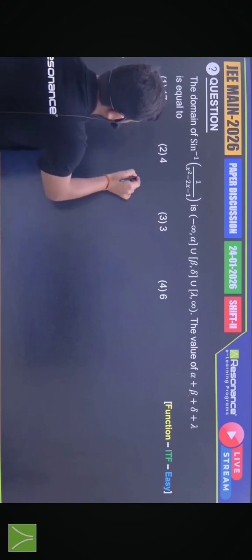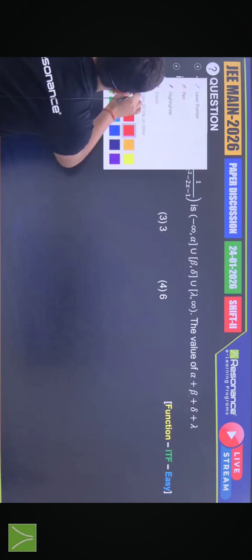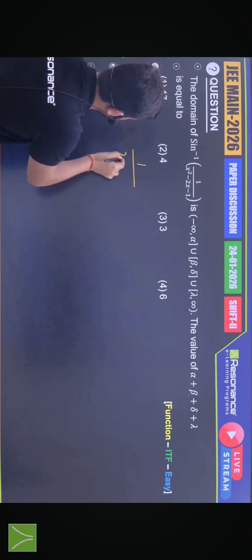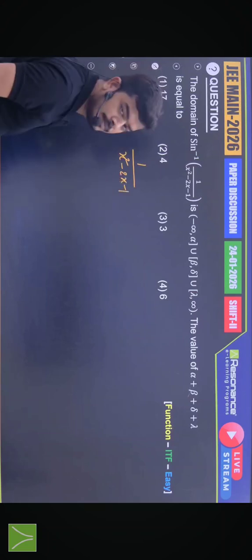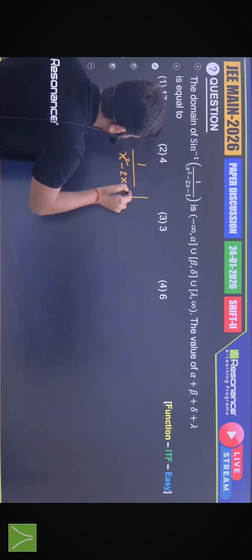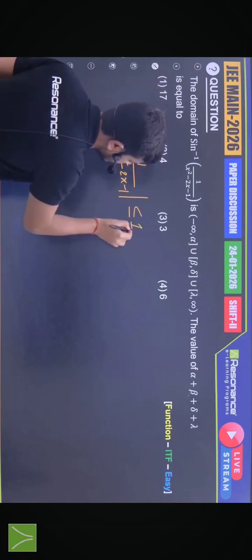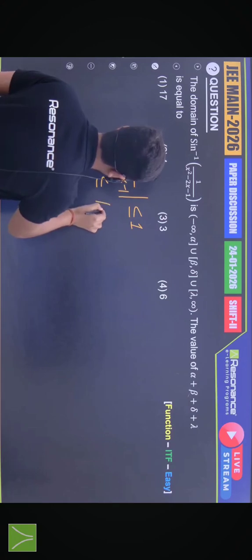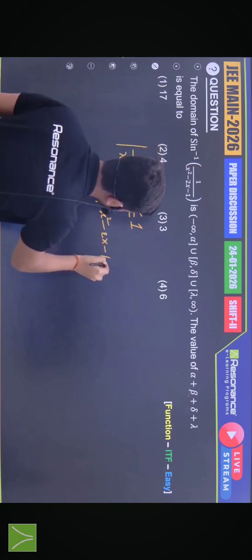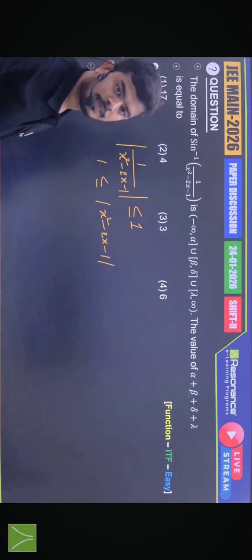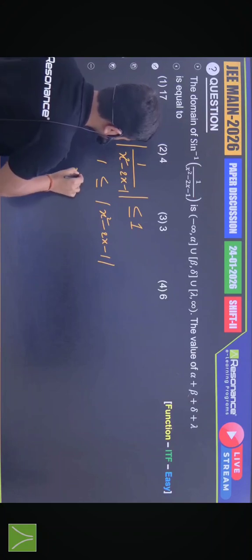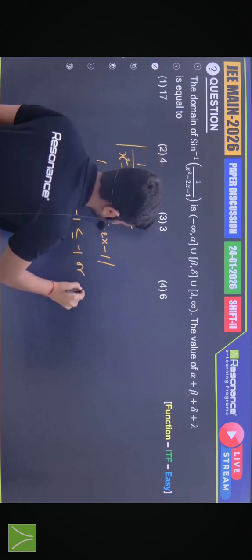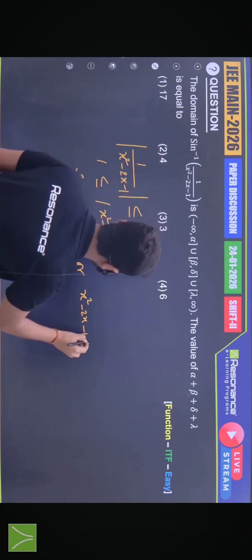How to find the domain? For sine inverse x, this will become 1 by x square minus 2x minus 1, which lies between minus 1 to plus 1, or you can write the magnitude of this less than or equal to 1. So cross multiply this, you will get 1 less than or equal to the magnitude of x square minus 2x minus 1. So if you open this modulus, you will get x square minus 2x minus 1 less than or equal to minus 1, or x square minus 2x minus 1 greater than or equal to 1.